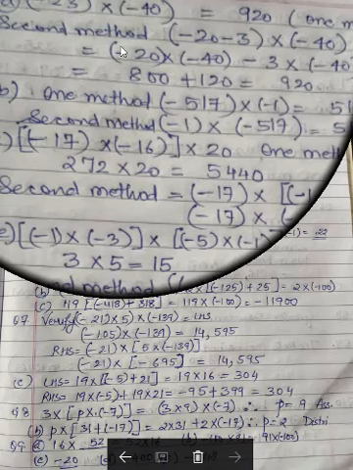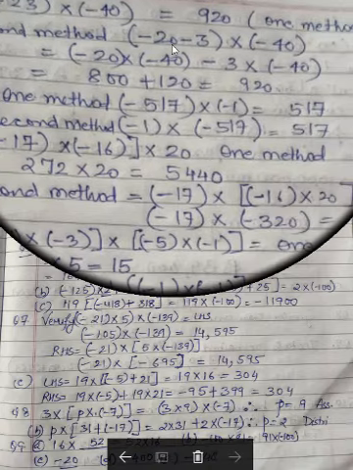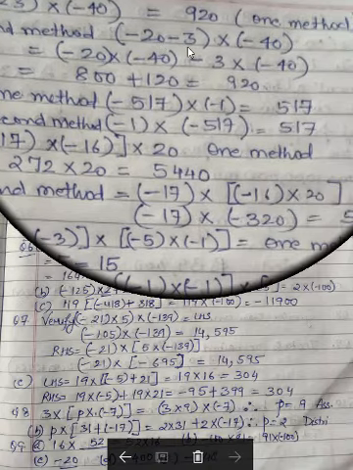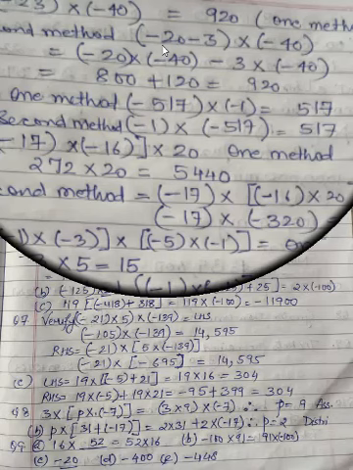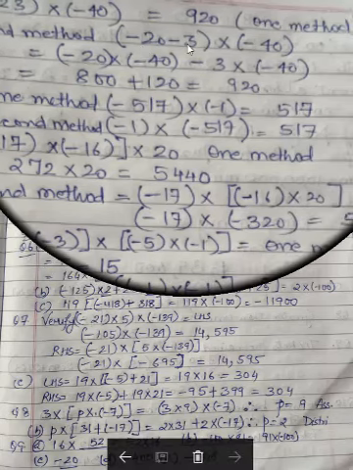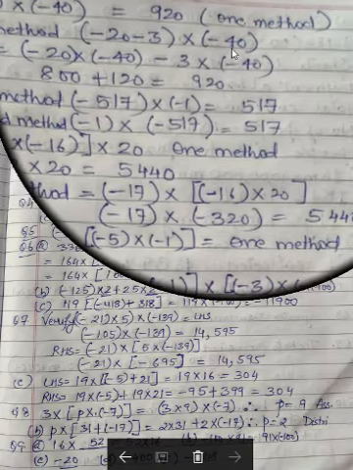In another method, we'll apply the distributive property, which says that minus 23 can be written as minus 20 and minus 3. As it's a negative number, both the numbers should have the same sign, then only can they be added. Therefore, I have to keep both the numbers negative. So I have kept minus 20 and minus 3, and it's been multiplied by minus 40.